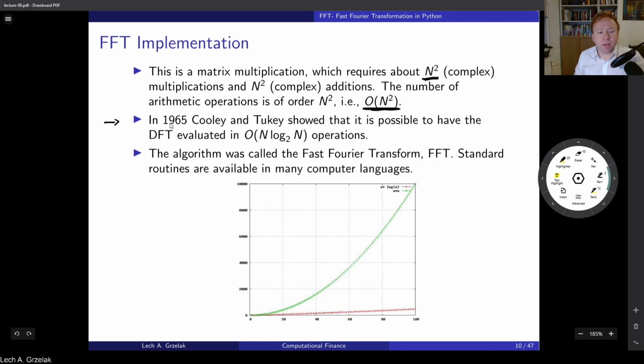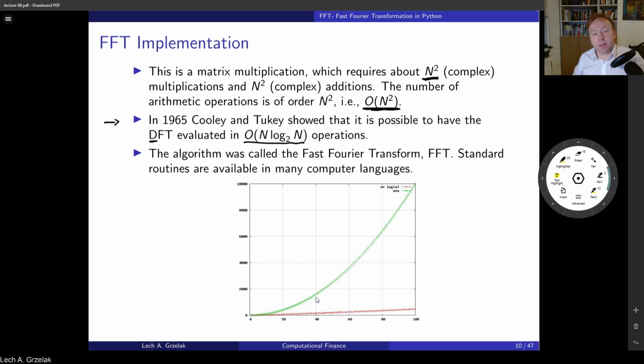In 1965, Cooley and Tukey showed that it is possible to reduce the number of evaluations for the discretized Fourier transformation. The number of operations can be reduced really significantly. Then we have only n log n operations. To give you a feeling about how big the difference is, this figure shows a red line for n log n operations, depending on n, and then a green line, which is n squared.